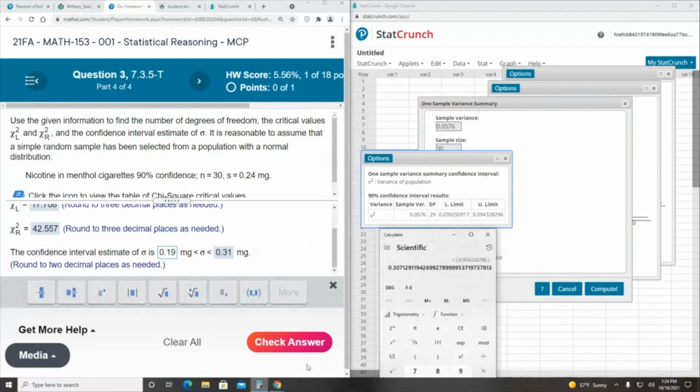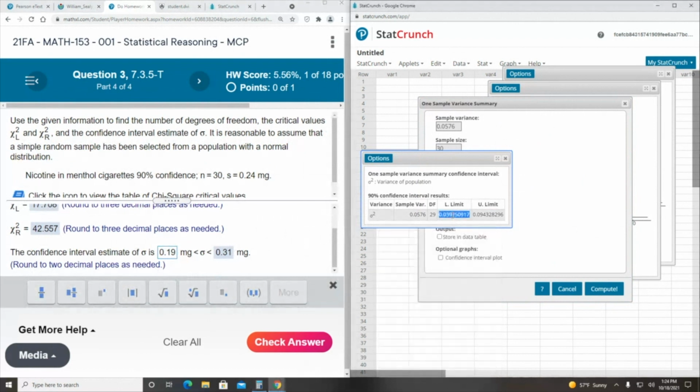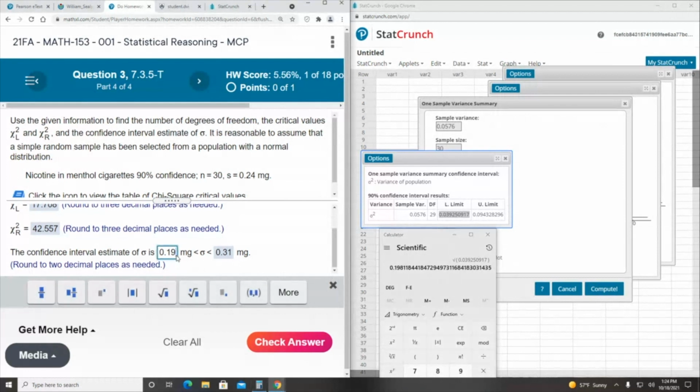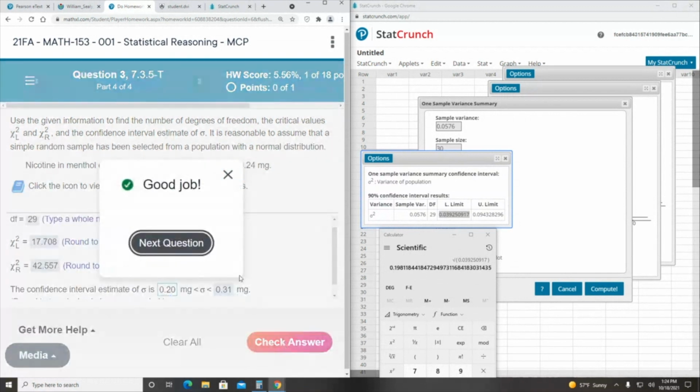Let's go back to the calculator and redo it. 0.03925097 or something like that. Paste it in. Square root, 0.198. Oh, if I round this to 2 decimals, it's 0.20. Sometimes I've said rounding is the hardest part in this class, and there's an example where I didn't look far enough ahead, and I rounded it wrong. Nice job, Gary.